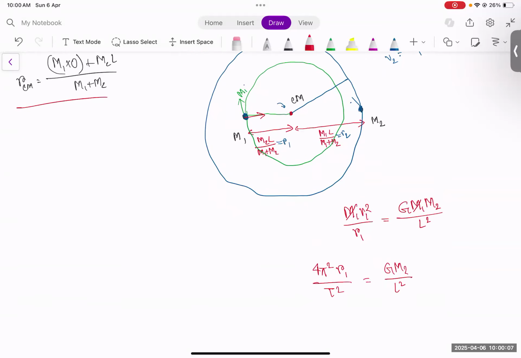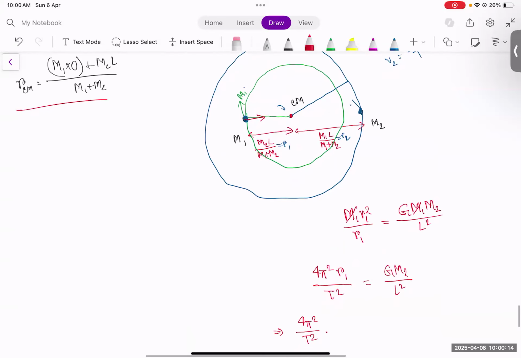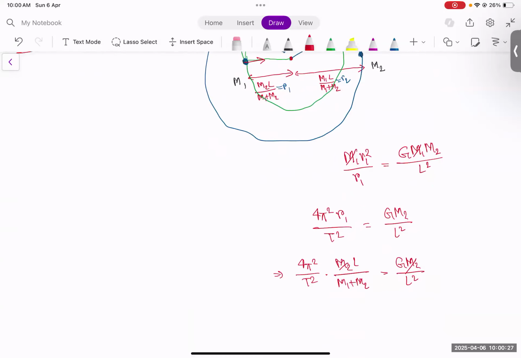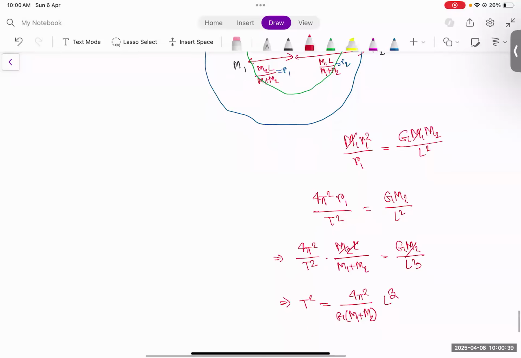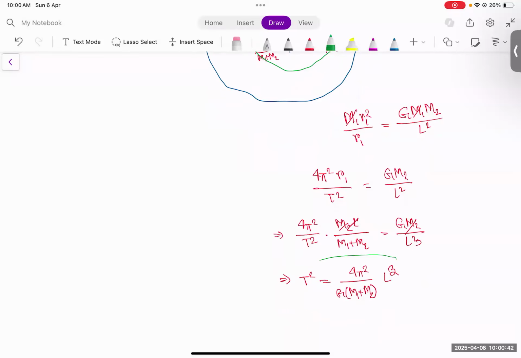I'll just complete the derivation since we're almost there already. 4 pi squared divided by t squared times r1, which is m2l divided by m1 plus m2, is equal to gm2 divided by l squared. You cancel out m2, you cancel out l here, make it l cubed. Then if you just isolate t squared, you get 4 pi squared divided by g times m1 plus m2 times l cubed. This is the general formula for circular orbits.